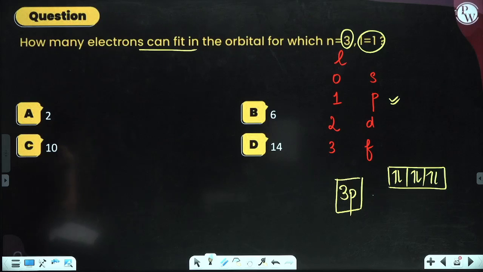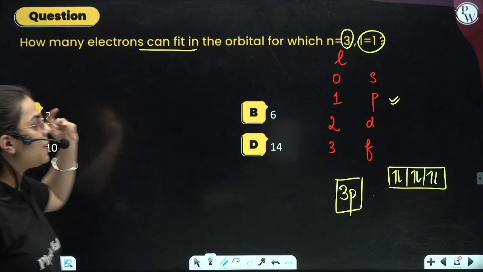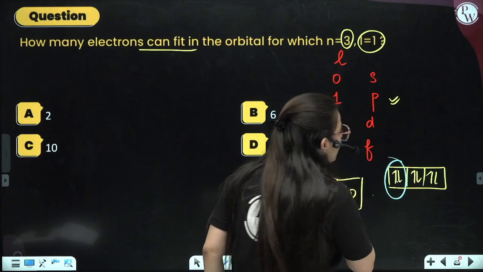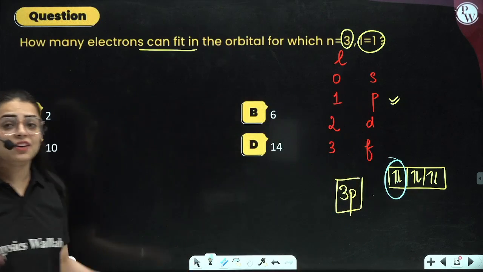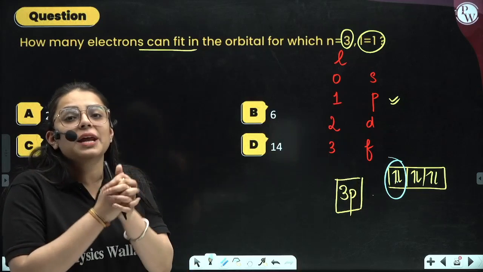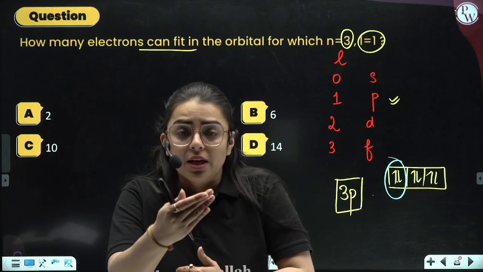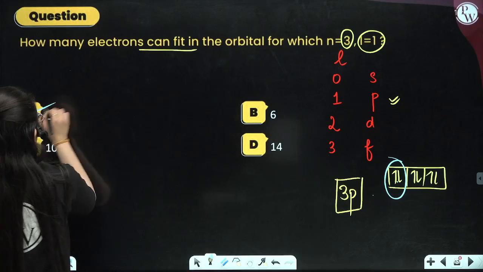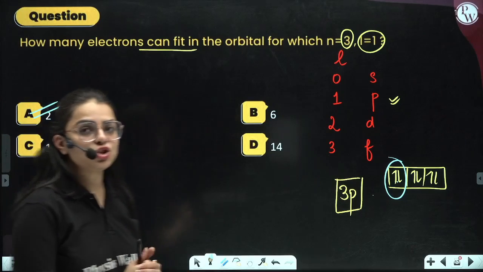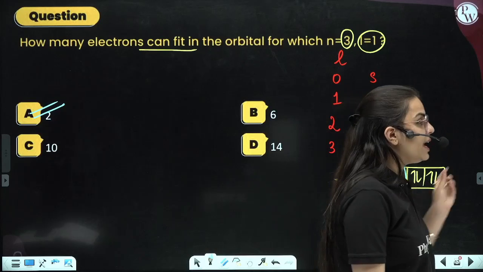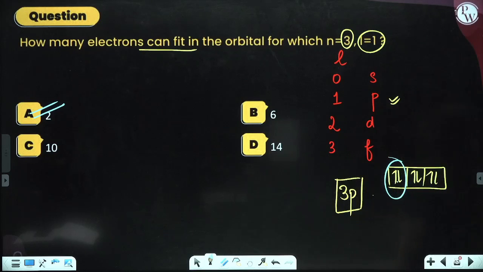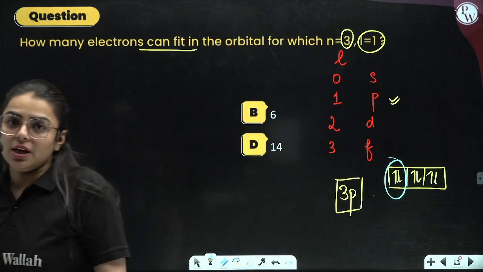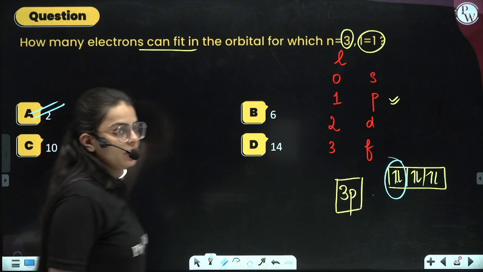See, if I talk about a particular 3p orbital, one orbital can contain 2 electrons. If they are asking you total electrons present in the p subshell, that is 6 electrons. So here the answer will be option number first, that is 2 electrons, because they are asking you about a particular orbital of 3p, not a subshell. Great.